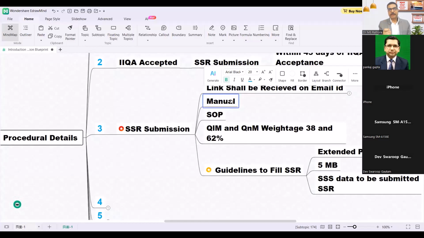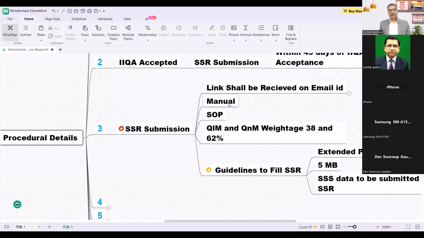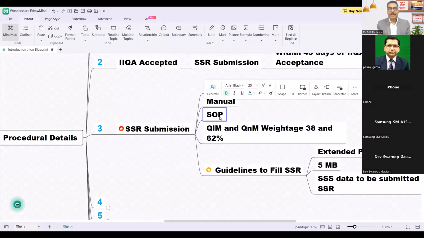And in those matrices, you have to fill in the information. So while filling the SSR, what are the documents to be taken into consideration? One is the manual. The beautiful thing with NAAC is that everything has been written in the manual. So you have to download your respective type of manual, the latest manual, from the NAAC website. Then there are the standard operating procedures. Now, what is the standard operating procedure? This is a PDF file available on the NAAC website which tells you what the documentation requirements are for the quantitative type of metrics.